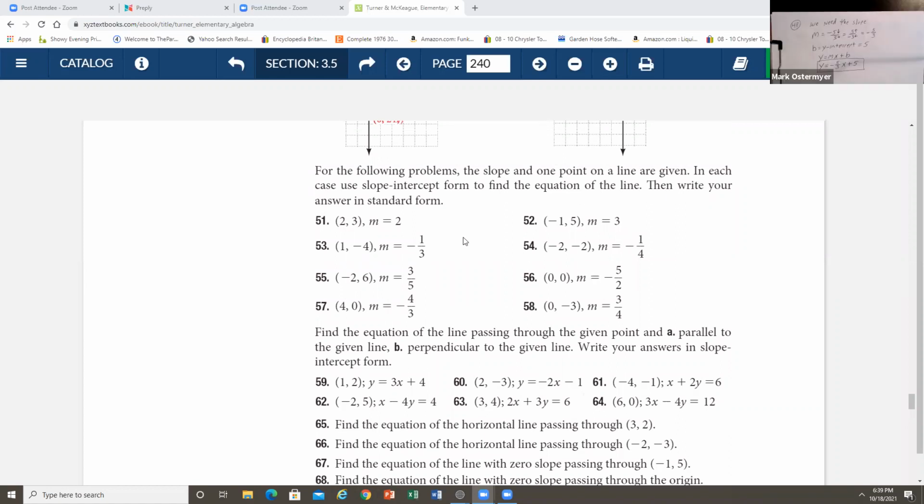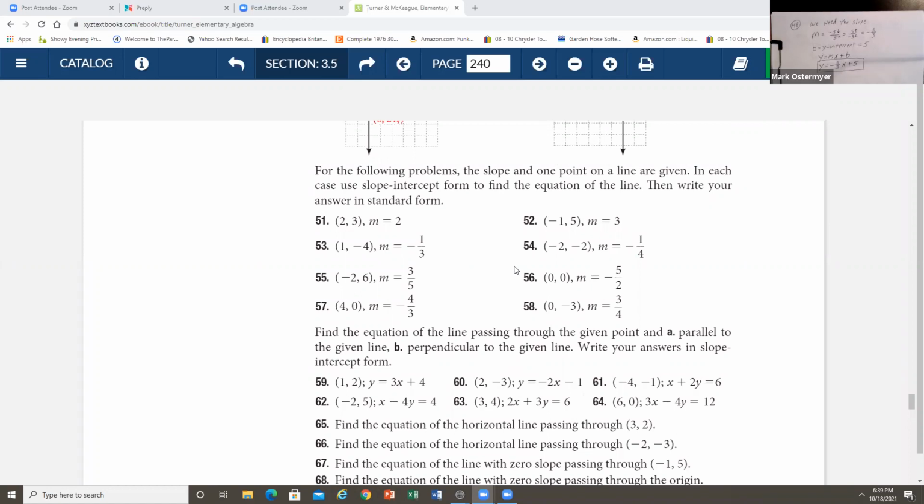Now, ladies and gentlemen, they're making it even tougher for us. They're giving us some point on a line and its slope, and they want us to write the equation of this line, and they want the final answer to be in standard form. So these problems are going to require a little bit more work here.